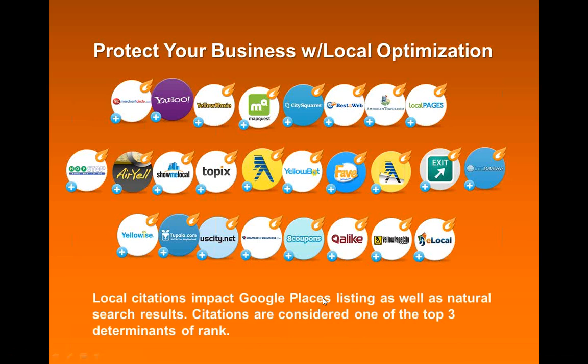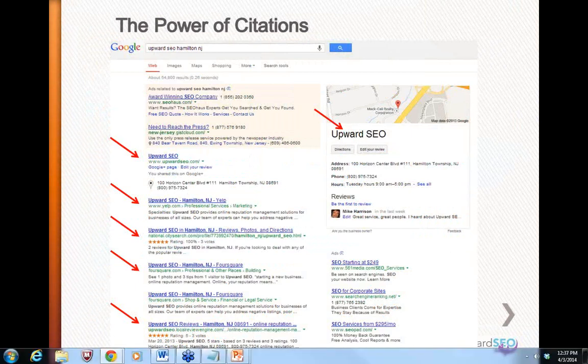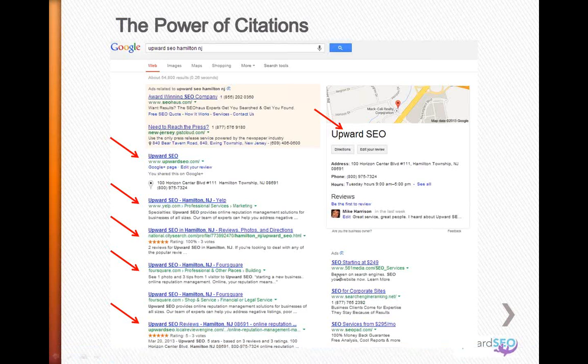Now, on the next slide, I'm just reiterating what these citations may look like. You can see from this listing, under the primary website, a listing on Yelp, City Search, Foursquare, and a local review engine that we developed. On the right-hand side is a Google Places listing. So again, if your business can benefit from some local traffic, or you're looking to protect your reputation and push down some of those negative listings, citations are a great way to go.